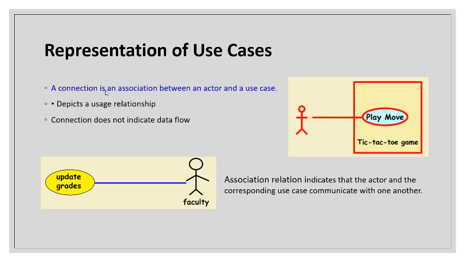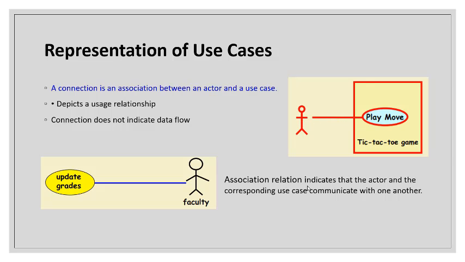Now, a connection is an association between an actor and a use case. Between an actor and a use case, there is a connection. It depicts the user's relationship, and the connection does not indicate the data flow. This does not mean that the data is going from here to here and here to here. The connection means only the relationship or association between actors and use cases.